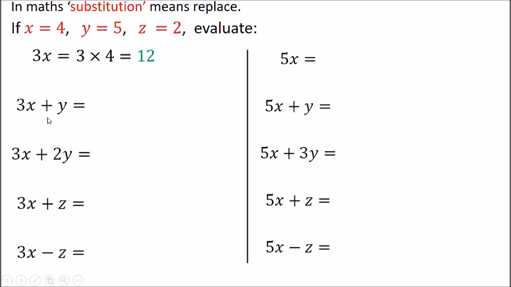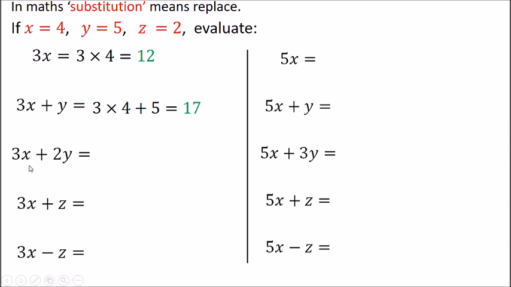Let's evaluate the next expression. I've got 3 lots of x, and then I'm adding on y. So I'm doing 3 lots of 4, and then adding on y, but we know that y is 5, so I'm adding on 5. I need to do my multiplication first, so I'm thinking about my BIDMAS order of operations. 3 times 4 is 12, and then if I add 5 to 12, that gives me 17, which is my final answer.